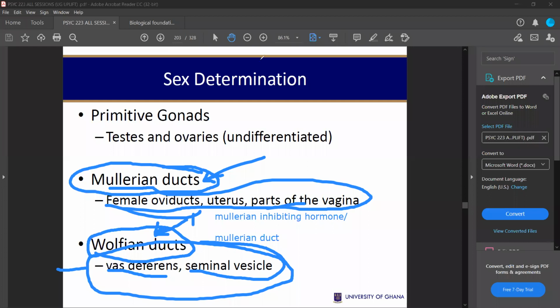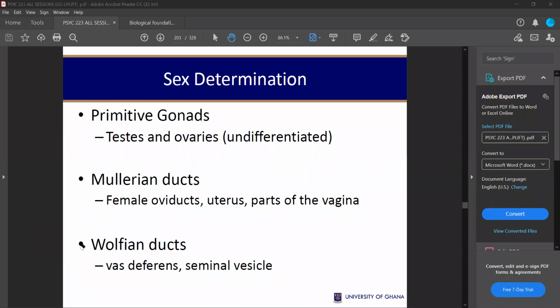Okay, so please, any question when it comes to the sex determination, how it is formed? Fortune, please go ahead.